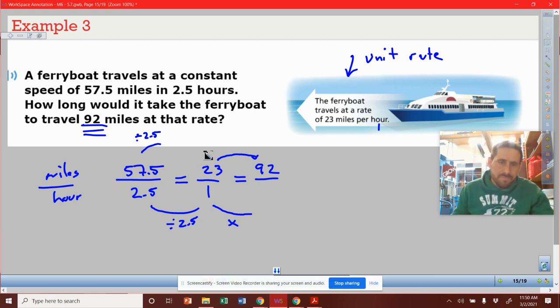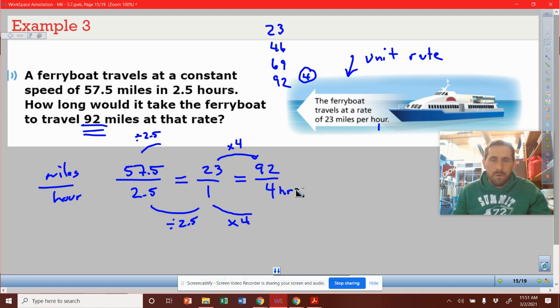But you ask yourself, can I multiply 23 by something to get 92? And so you can start counting, like 23 plus another 23 is 46, plus another 23 is 69, plus another 23 is actually 92. So what we did is we multiplied 23 by 4 to get 92. So what am I multiplying 1 by? By 4. It's going to take us 4 hours to go 92 miles.